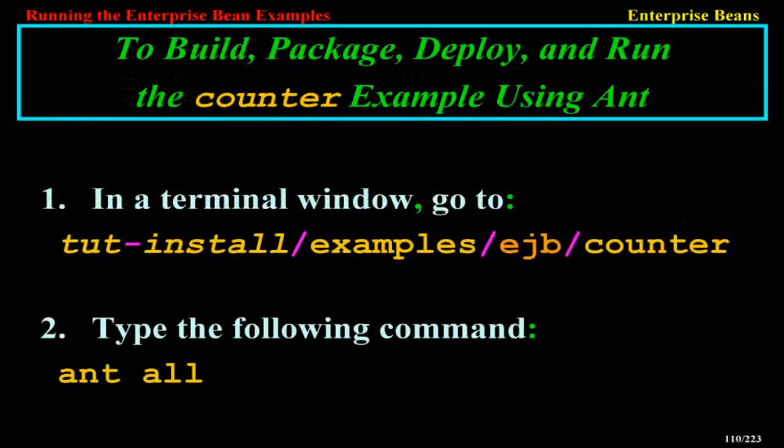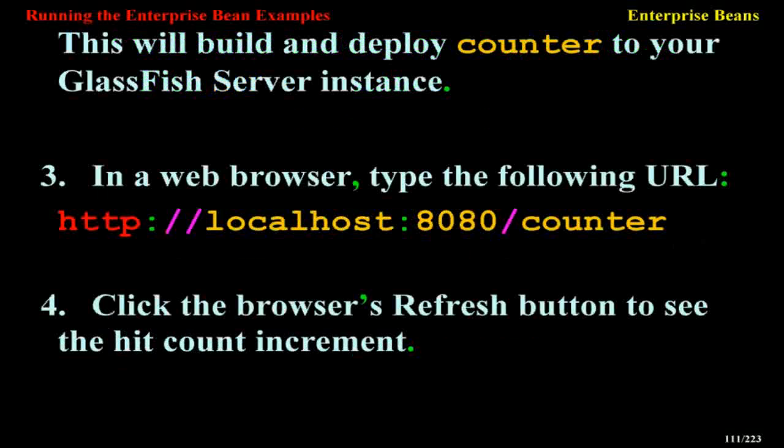To build, package, deploy, and run the counter example using Ant: In a terminal window, go to tut-install/examples/ejb/counter. Type the following command, and Ant will build and deploy counter to your GlassFish server instance.